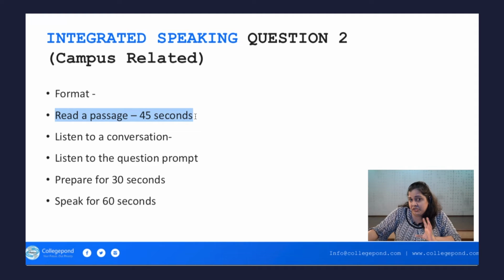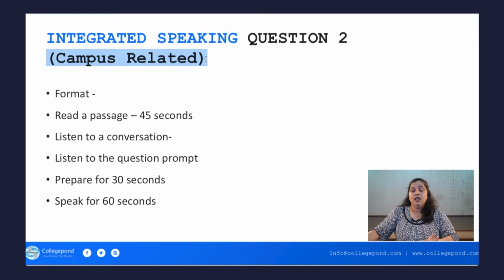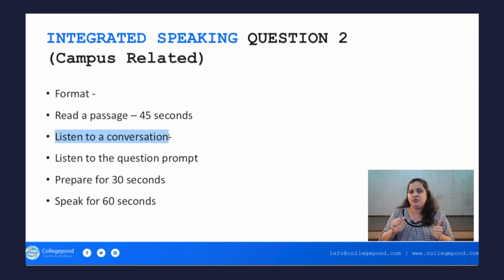After you finish reading this passage, there will be a conversation. And as the name suggests here, this is a campus related situation, which means that the conversation that you will listen to will be something that will always happen on a campus. So maybe between two students, or a conversation between, say, a professor and a student, or something like that.